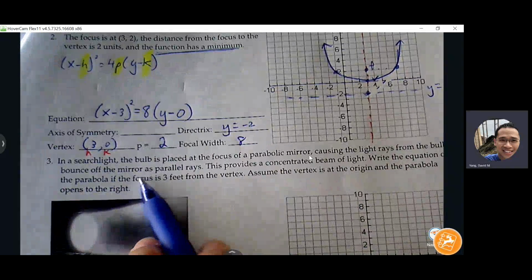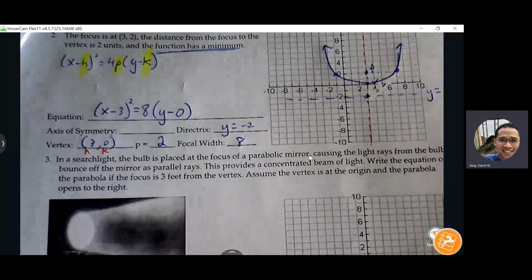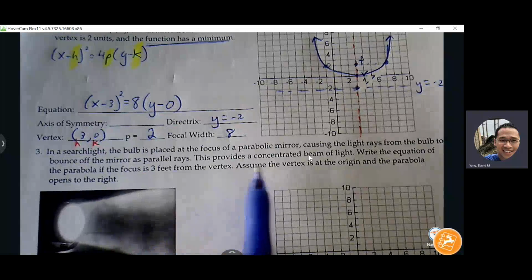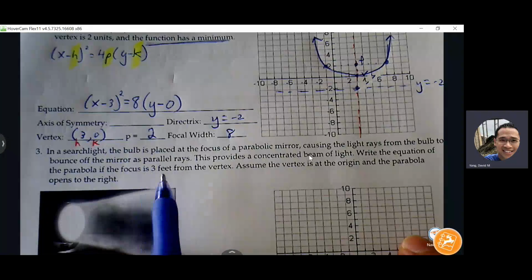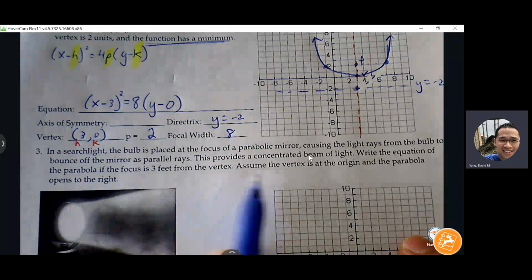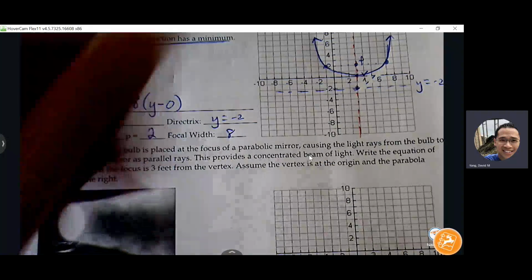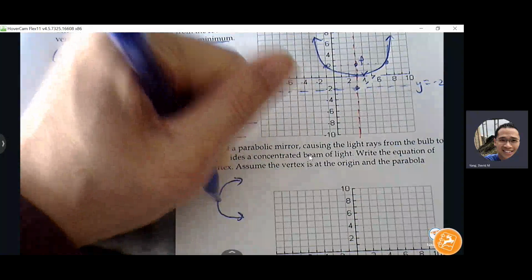Okay, in a searchlight, the bulb is placed at the focus of a parabolic mirror, causing the light rays from the bulb to bounce off the mirror as parallel rays. This provides a concentrated beam of light. Write the equation of the parabola. The focus is 3 feet from the vertex. Assume the vertex is at the origin and the parabola opens to the right. Okay, so that gave us some nice information to build off of.